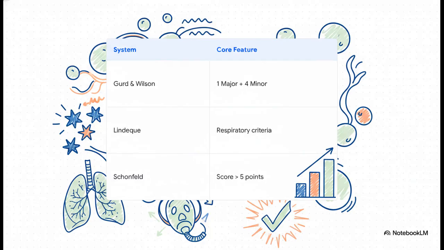Now, in the exam, you've got to be able to mention the historical scoring systems. The big names you need to remember are Gurd and Wilson, Lindeque and Schonfeld. Just knowing them shows you've done your reading. Gurd's criteria, the one with major and minor features, is probably the most famous of the bunch.